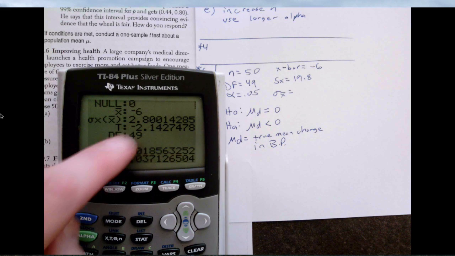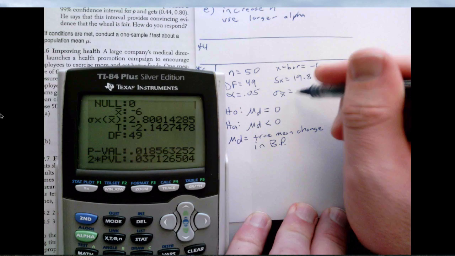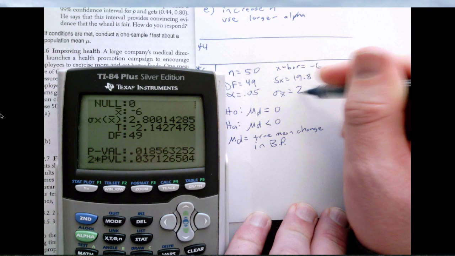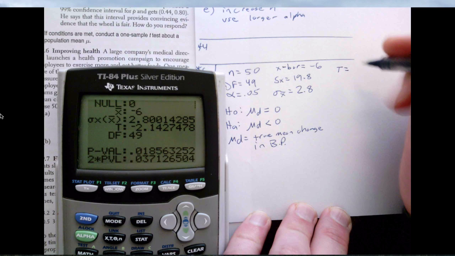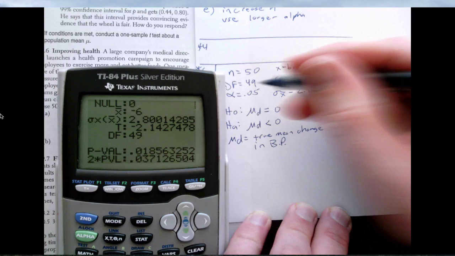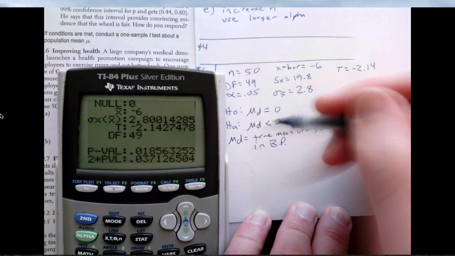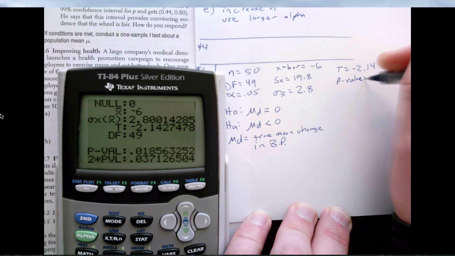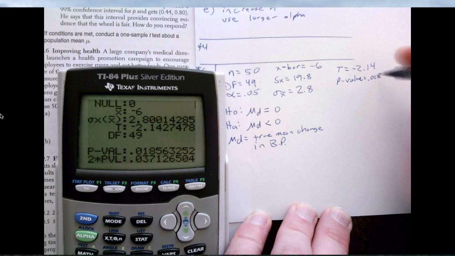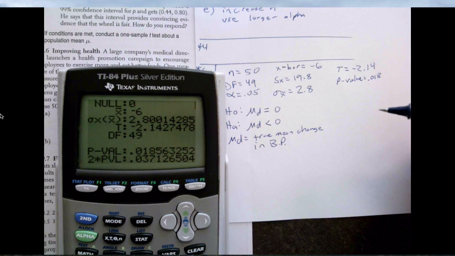All right, in this case, we had the standard deviation of x bar to be 2.8. Our t-value is -2.14. The degrees of freedom was 49, which you already had. And because it's a one-sided test, we just use the p-value, 0.018. Okay, so let's make our conclusion.